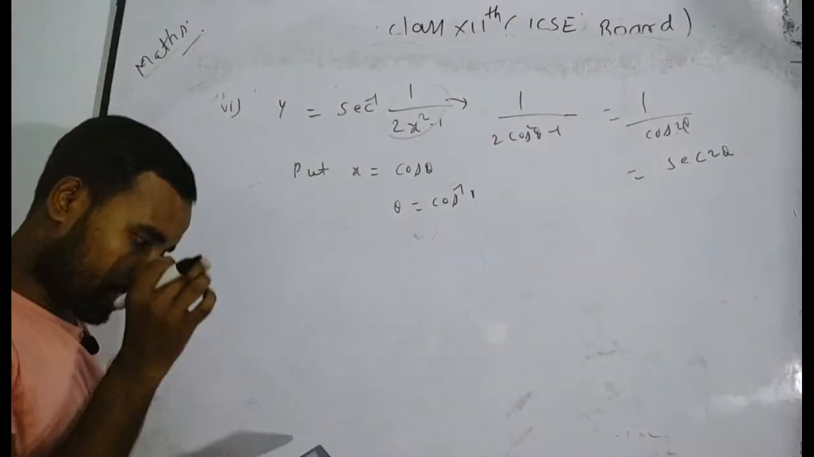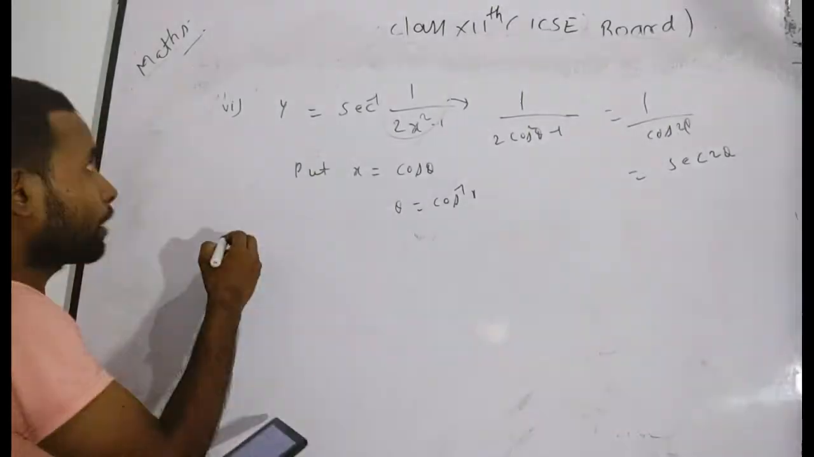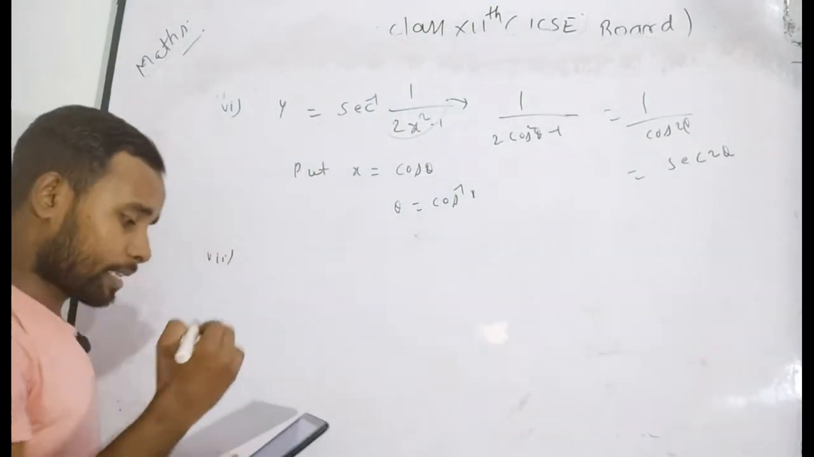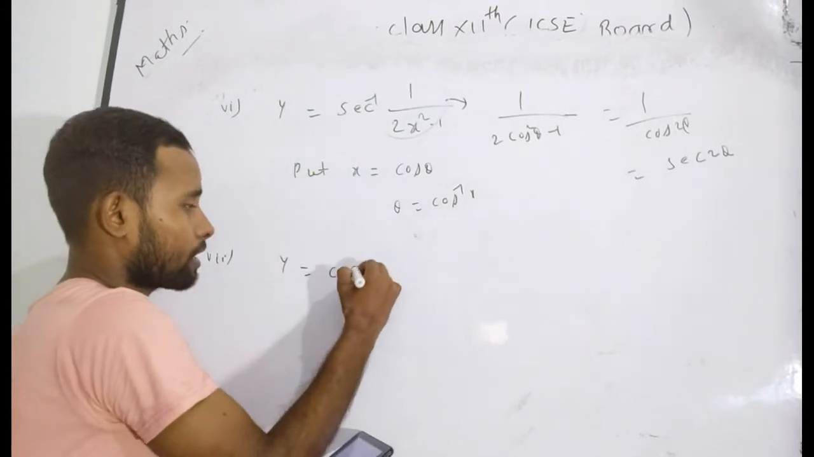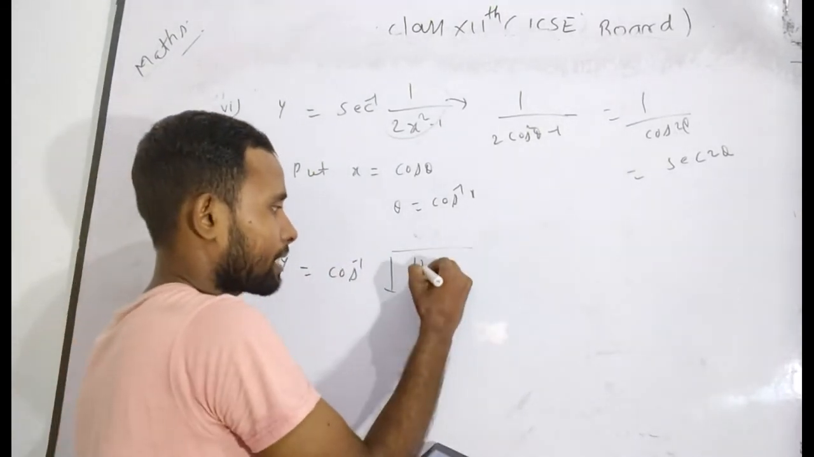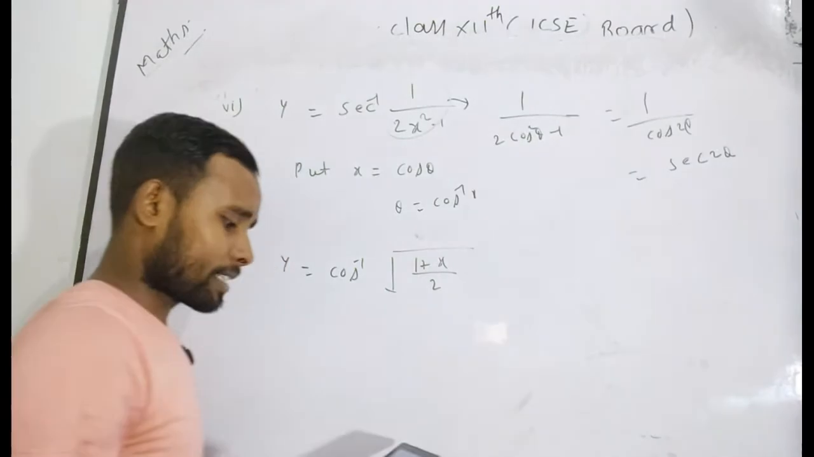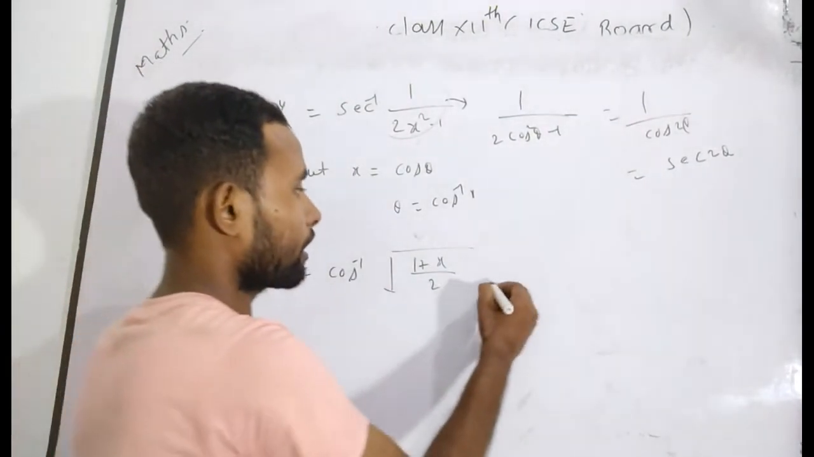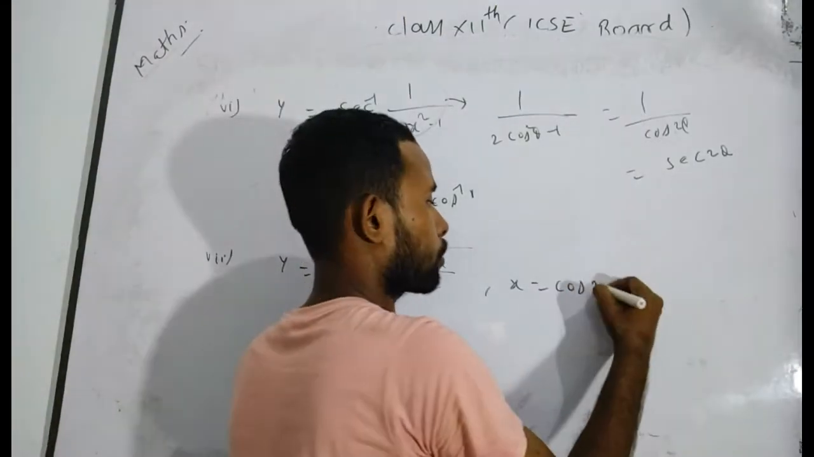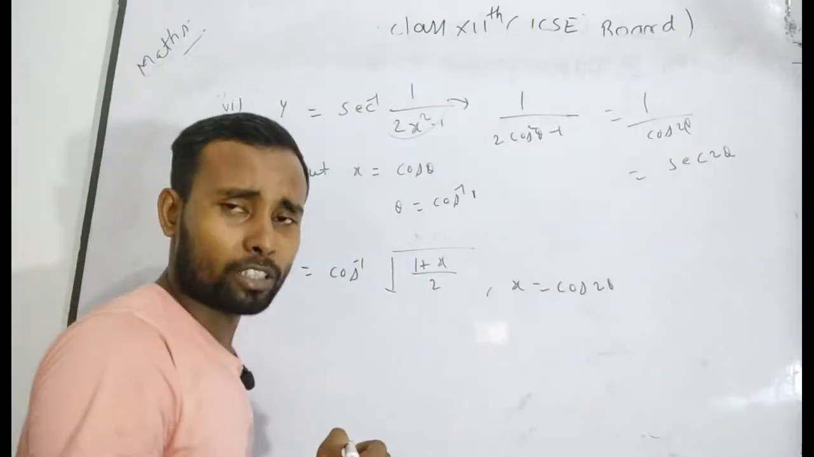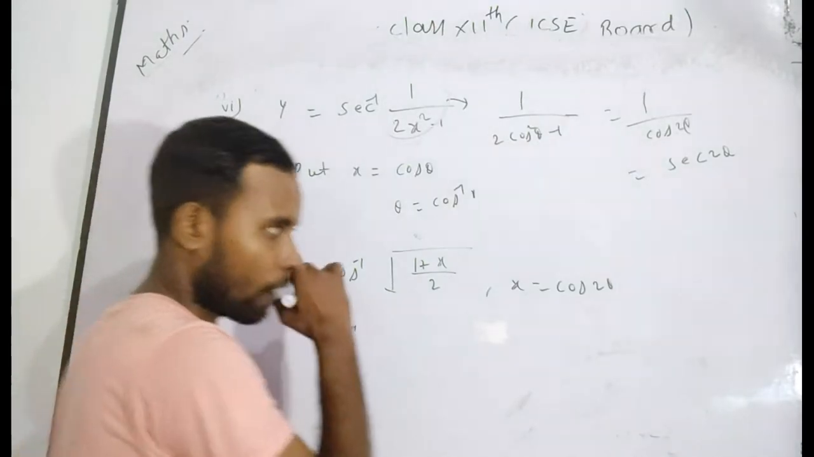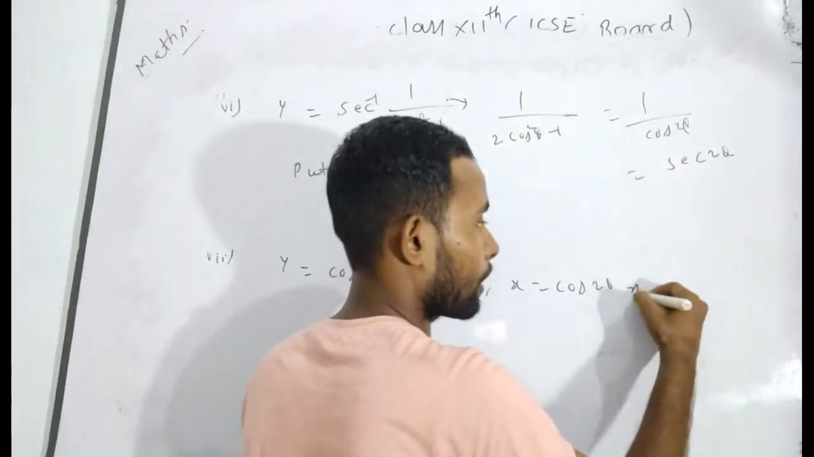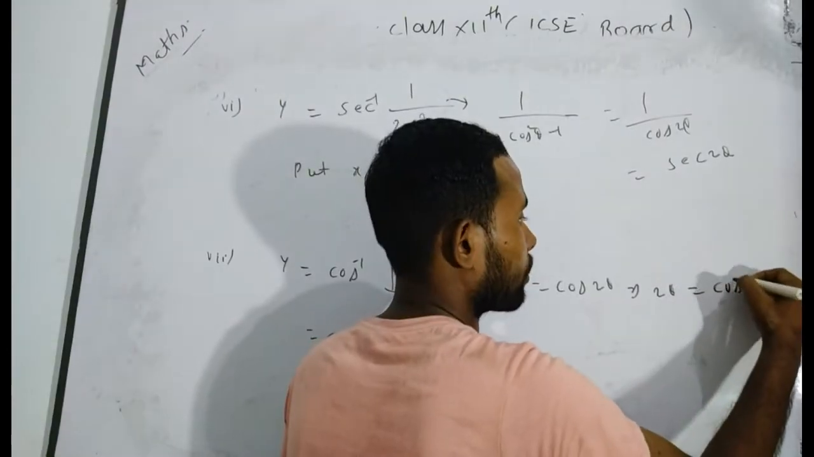Take the next question. I will give you a hint in all questions. Question 7: y is equal to cos inverse of root under 1 plus x by 2. Again you have to put x is equal to cos 2 theta. Now if x is equal to cos 2 theta, definitely you can tell me, sir, 2 theta is equal to cos inverse x.